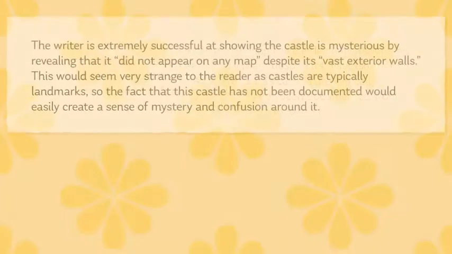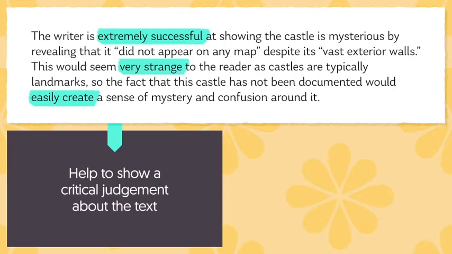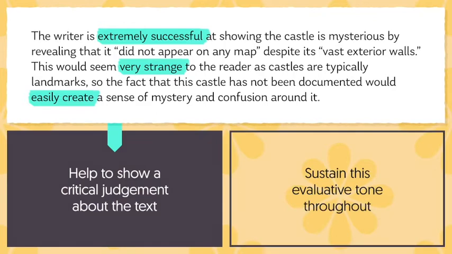You then might want to start your response with something like, the writer is extremely successful at showing the castle is mysterious by revealing that it did not appear on any map, despite its vast exterior walls. This would seem very strange to the reader, as castles are typically landmarks, so the fact that this castle has not been documented would easily create a sense of mystery and confusion around it. Notice that in this opening, phrases like extremely successful, very strange, and easily create all help to show a critical judgment about the text. It's important that you sustain this evaluative tone throughout your response.